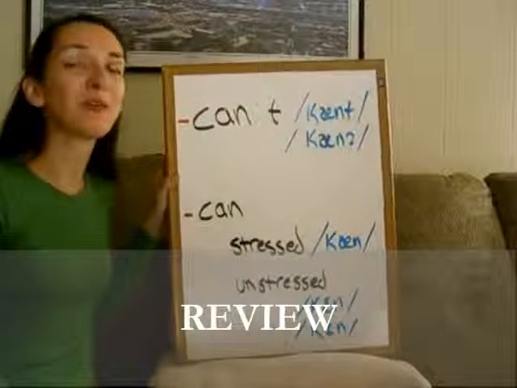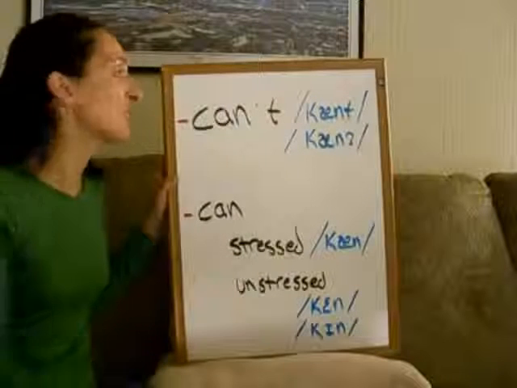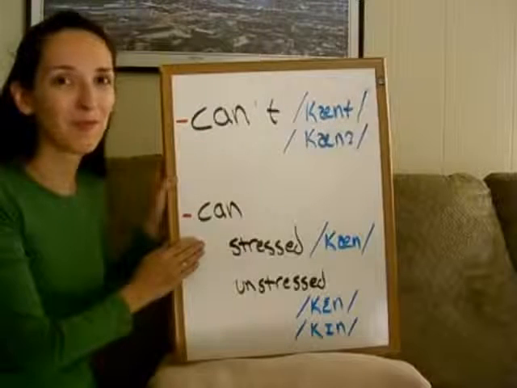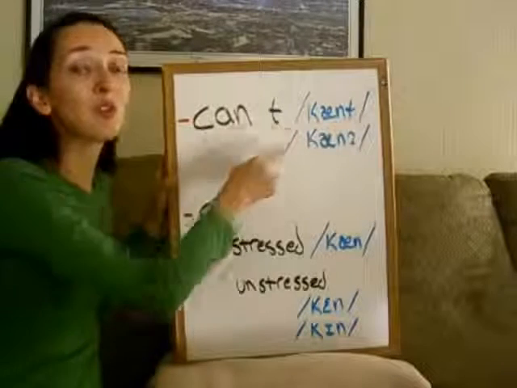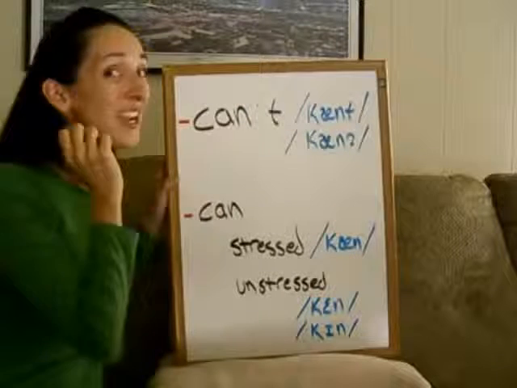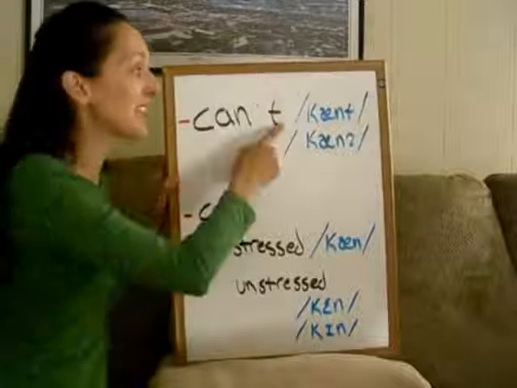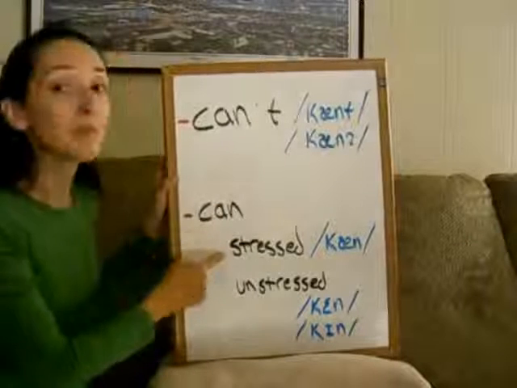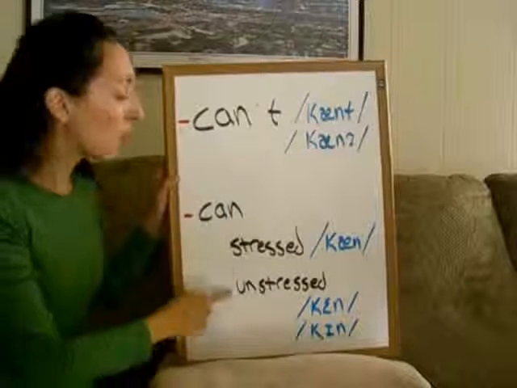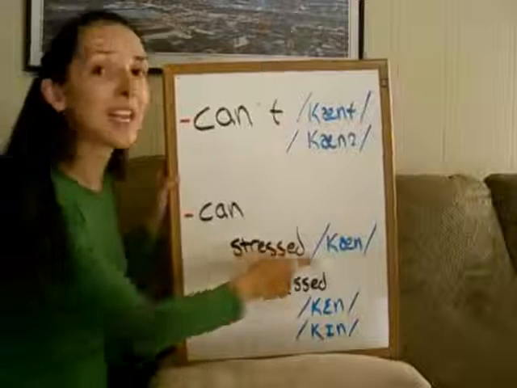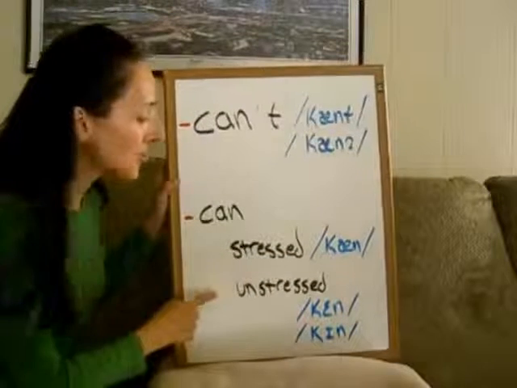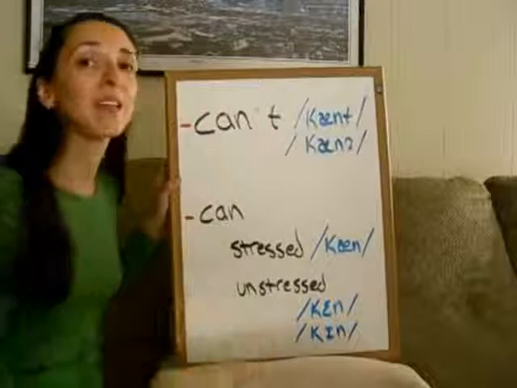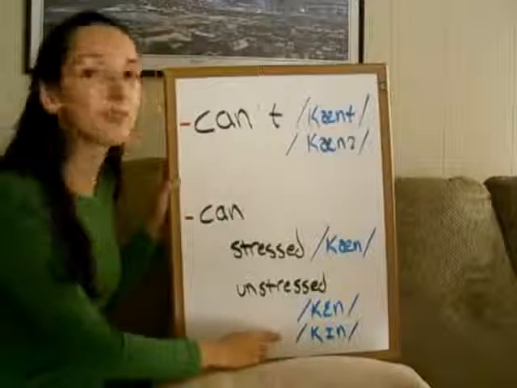Let's do a review. We looked at different pronunciations of can't, the negative, and can, the affirmative. Can't can have 2 different pronunciations. Try to hear the difference. Can't, can't. Can be stressed or unstressed. When we stress this verb, we say can. Unstressed, that vowel sound becomes shorter, and we can say it either as kin or kin.